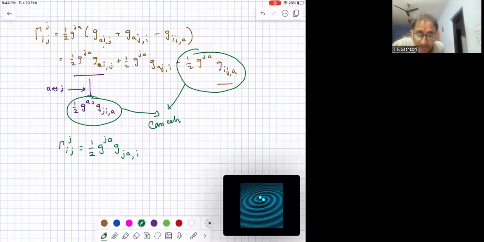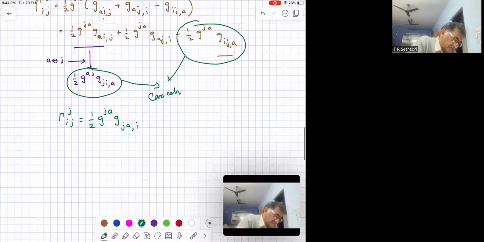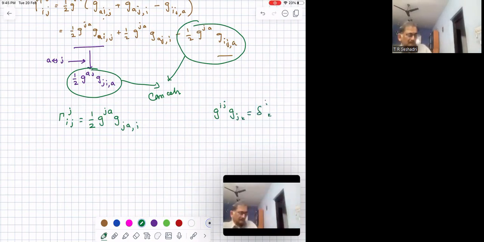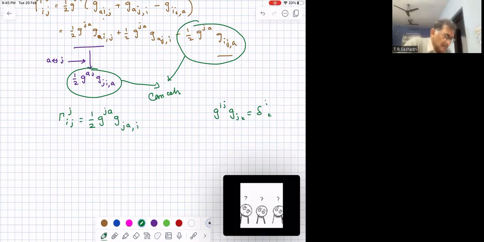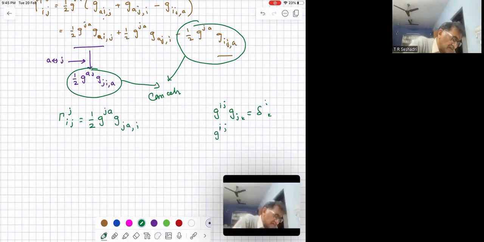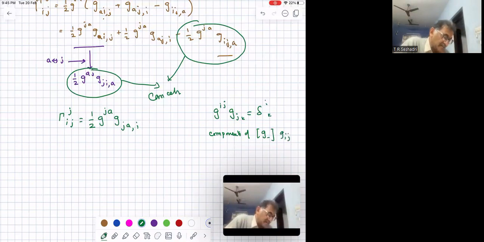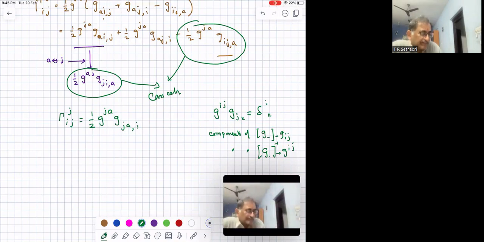Now, there is a very interesting thing. You have G I J, G J K is equal to G I K, the delta function. That's how we define upper G I J. Which means that if the components of the G lower matrix is G_ij, then components of G inverse is G^ij. That's how the product can become identity, delta I K. Are you with me?